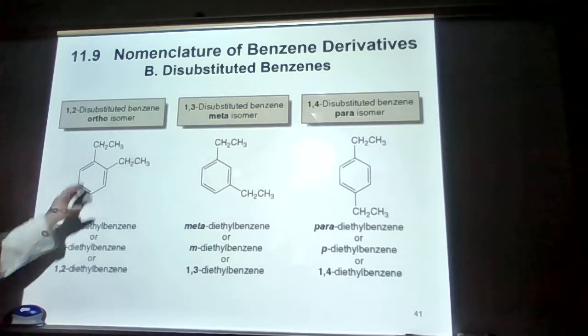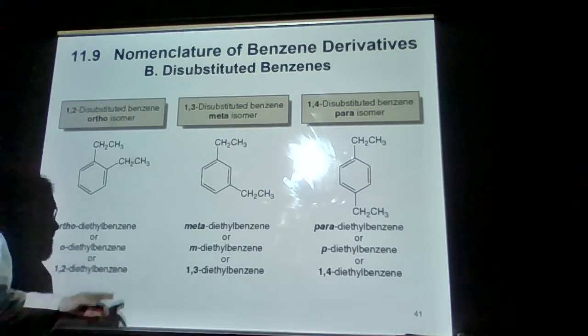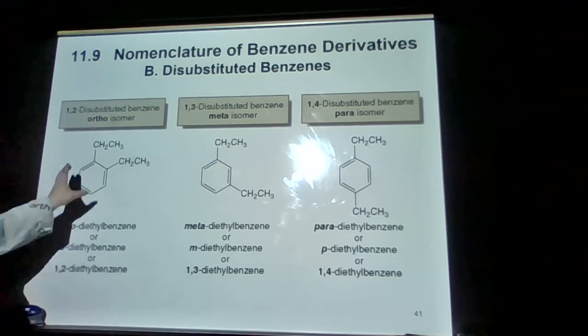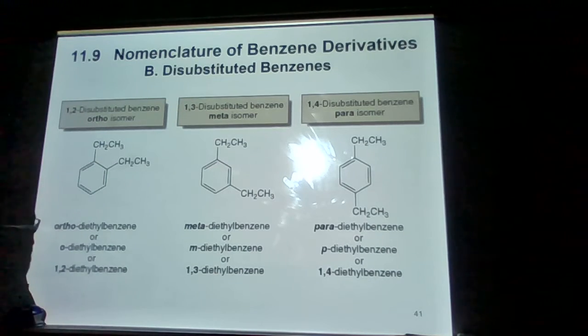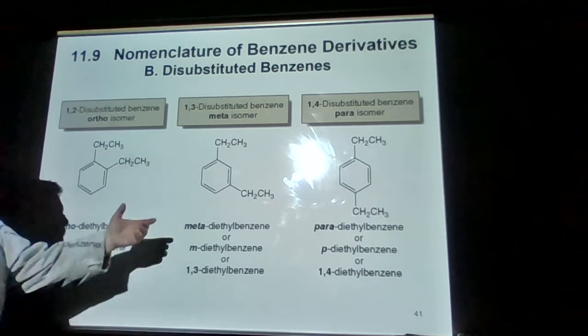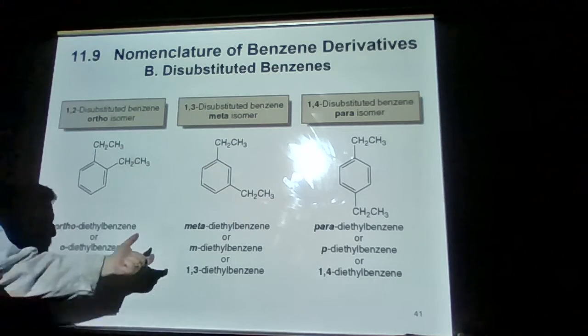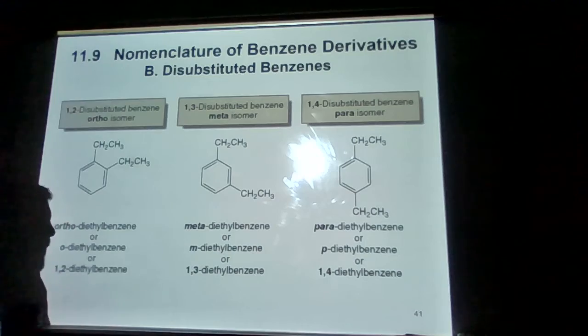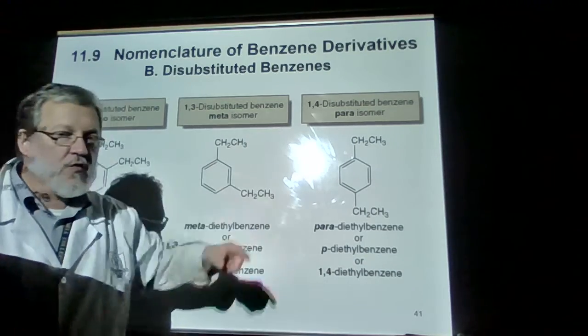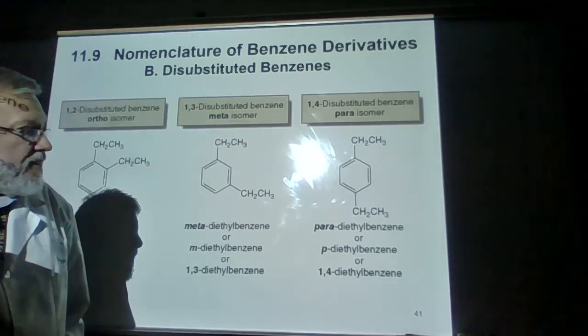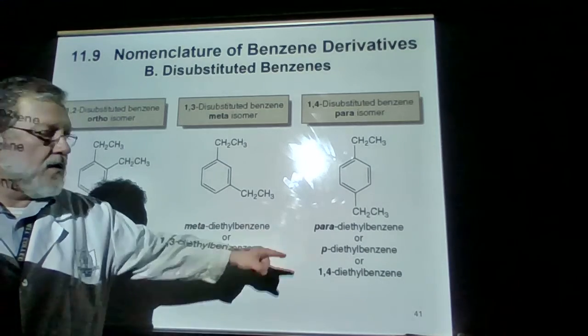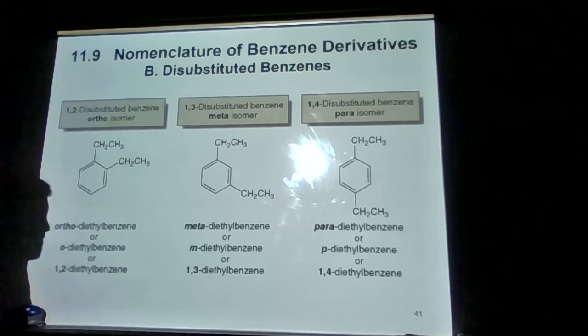So depending upon where these two groups are with respect to one another around the ring, if they're immediately next to one another, they are ortho, 1, 2, or O. If they are 1, 3, they're meta, or M. If they're 1, 4 in relationship to one another, that is para, or P.